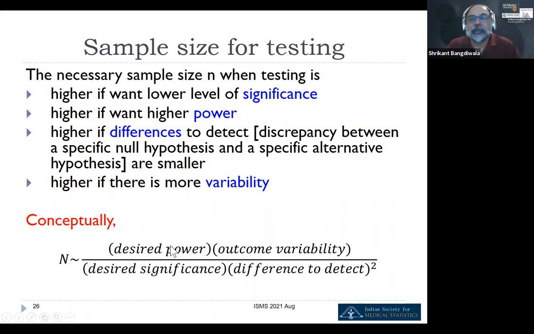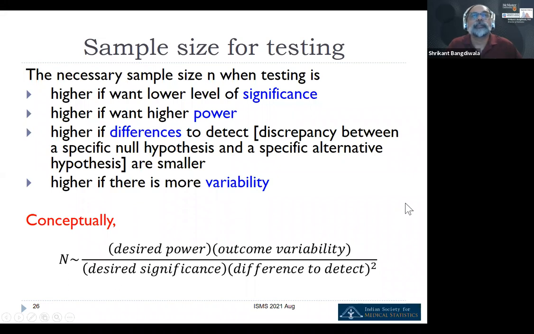Power may be 80 or 90%, but nobody goes beyond that or below 80. The thing here also is the difference to detect. And remember that difference to detect was that little delta or that capital delta or that gamma, according to the hypothesis. And that is important. Those are small numbers, and it's inversely proportional to the square of that. So the thing that has the major impact on the sample size is that difference you want to detect, okay?